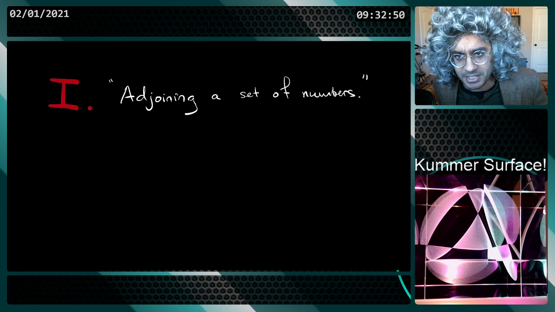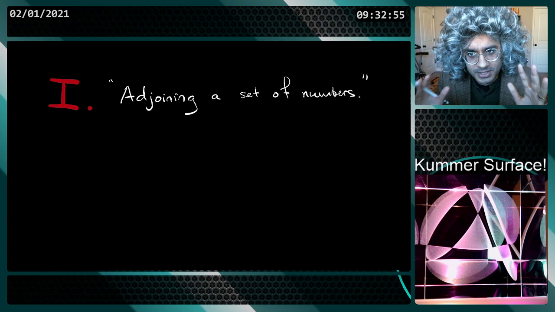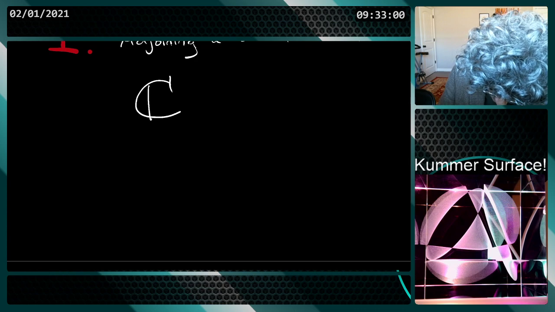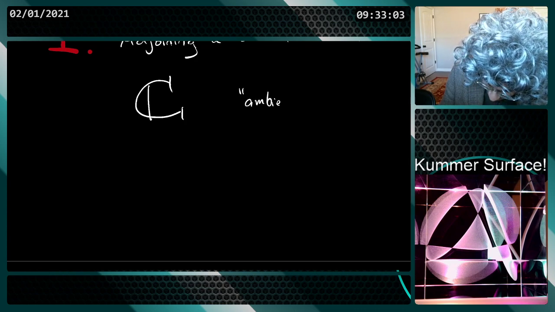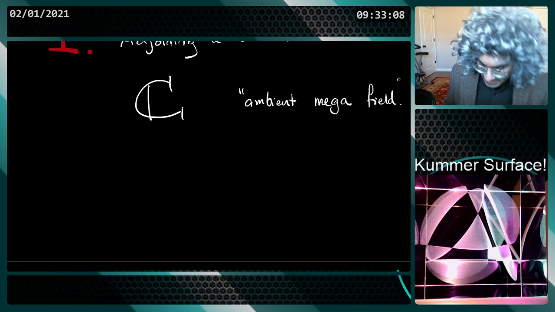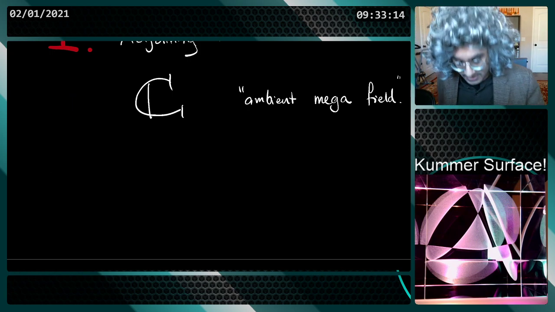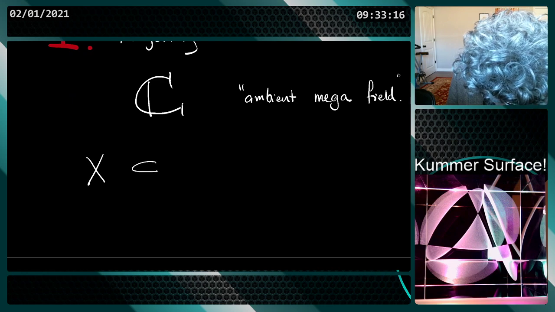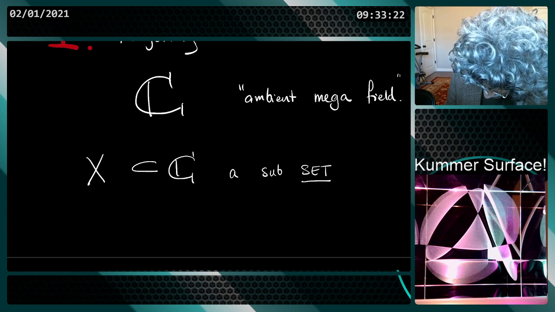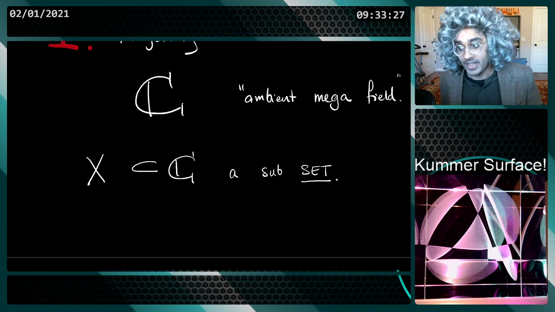Okay, so let's imagine the following situation. We're just working in a very concrete situation: subfields of C, all right? So we've got C. It's our ambient megafield. And now let's suppose someone gave us a subset of numbers in C. Just a collection of numbers. Okay? Then?